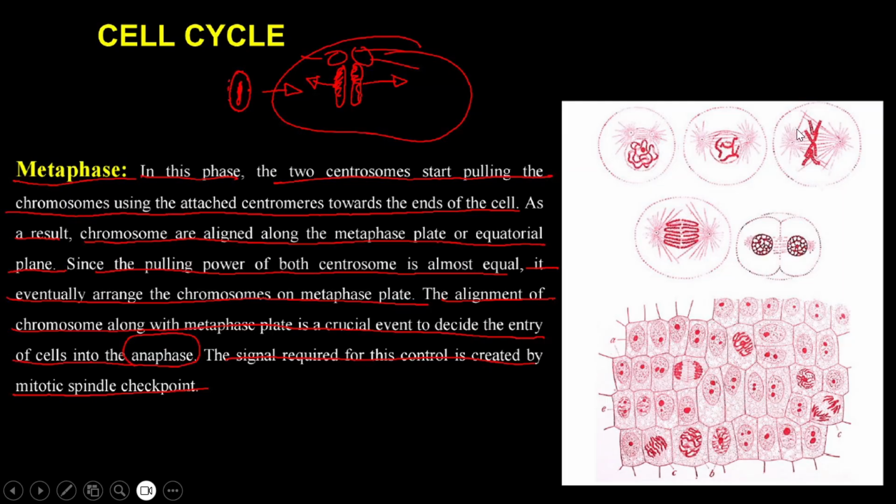If you can see it here, this is the picture of a metaphase. The chromosomes are arranged in the center in a single line as a metaphasic plate, so that the chromosomes are at equidistance from both the centers, and also all the chromosomes are aligned here, so that each daughter cell can get a single copy of each of the chromosomes. So, the alignment of chromosomes along the metaphase plate is a crucial event to decide the entry of cells into the anaphase, and the signal required for this control is created by the mitotic spindle checkpoint.